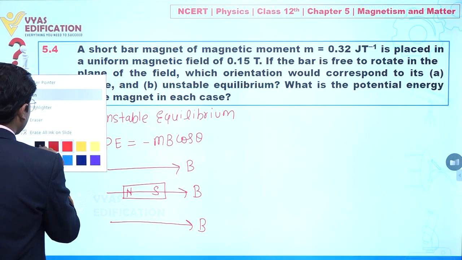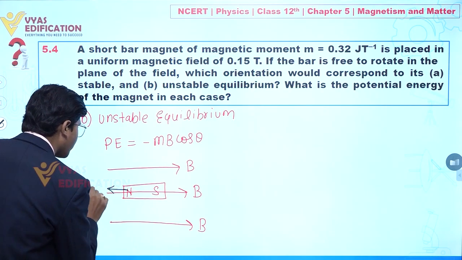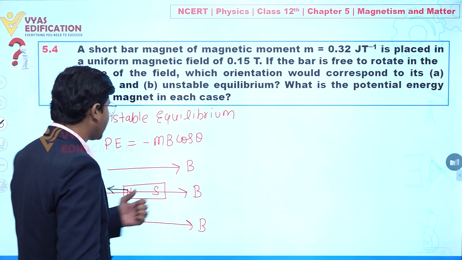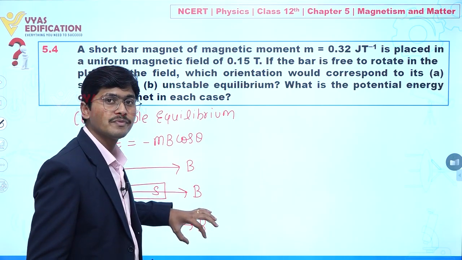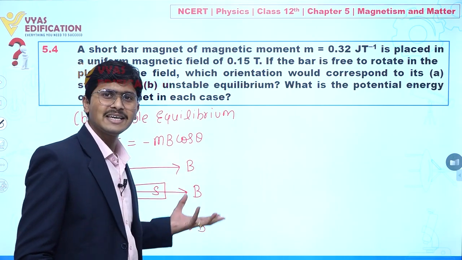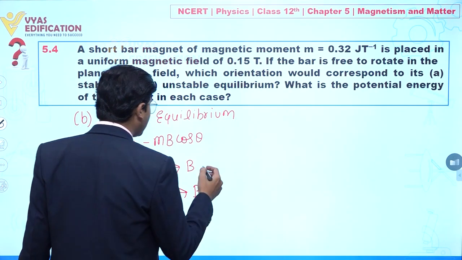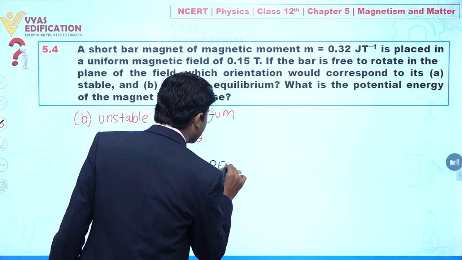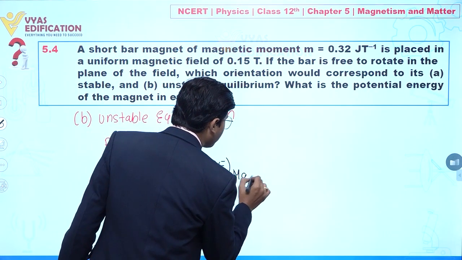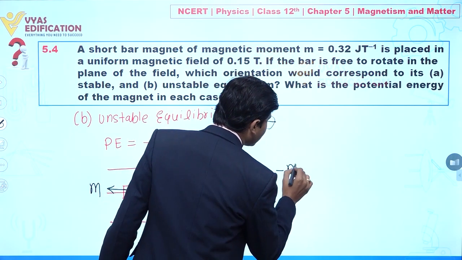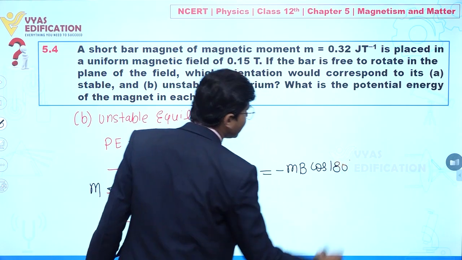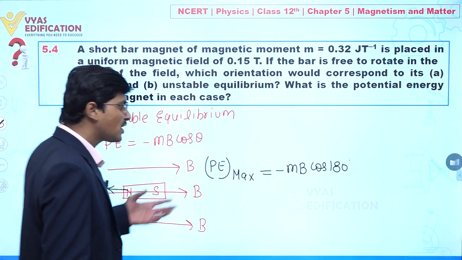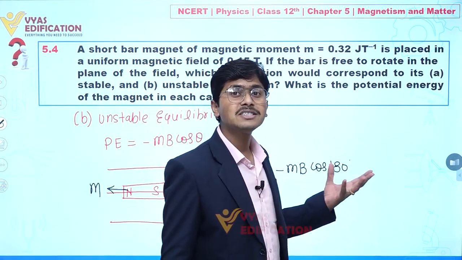This is the value of m, and this is the direction of the magnetic field. So what is the angle between m and b here? That is 180 degrees. So here you will find the maximum potential energy, equal to minus mb cos 180 degrees. And this is the condition of unstable equilibrium.